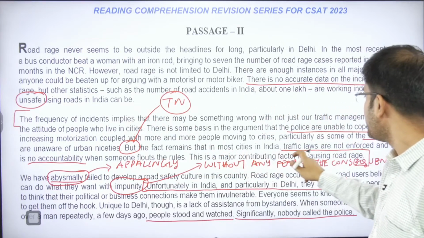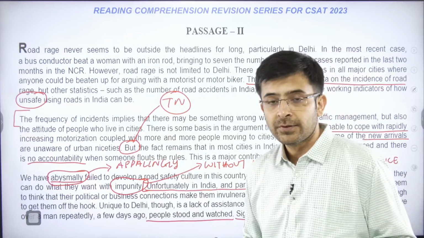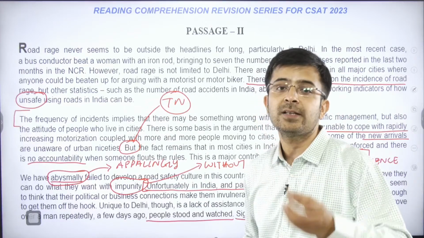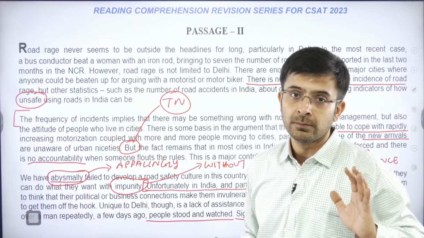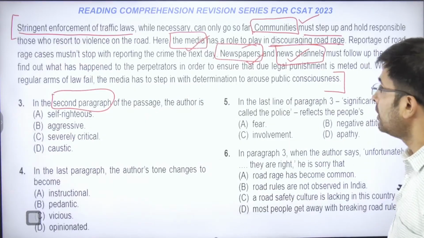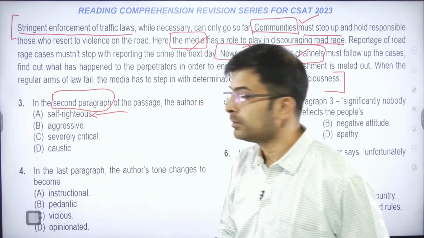The fact remains that in most cities, traffic laws are not enforced and there is no accountability. Straight away, the author is criticizing that there is no enforcement. Nothing, no accountability. Khulla chhoot hai. Jisko jo marzi karo. Okay? So, is the author being self-righteous?